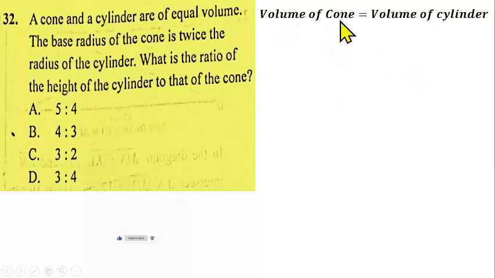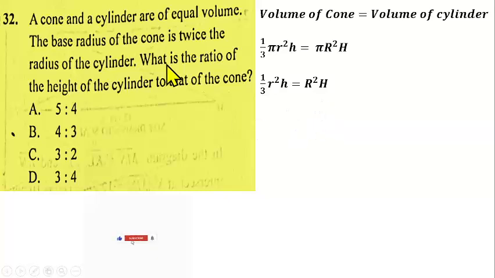So what is the volume of a cone? Volume of a cone is 1 over 3 pi r squared h. And what is the volume of a cylinder? Pi r squared h. We are using different radii here because the radius of the cone is different from the radius of the cylinder, as you have been told. So let's use a small r for the cone and a big R for the cylinder to separate them. Pi is common here, so we can divide both sides by pi. So we have 1 over 3 r squared h equals R squared h.